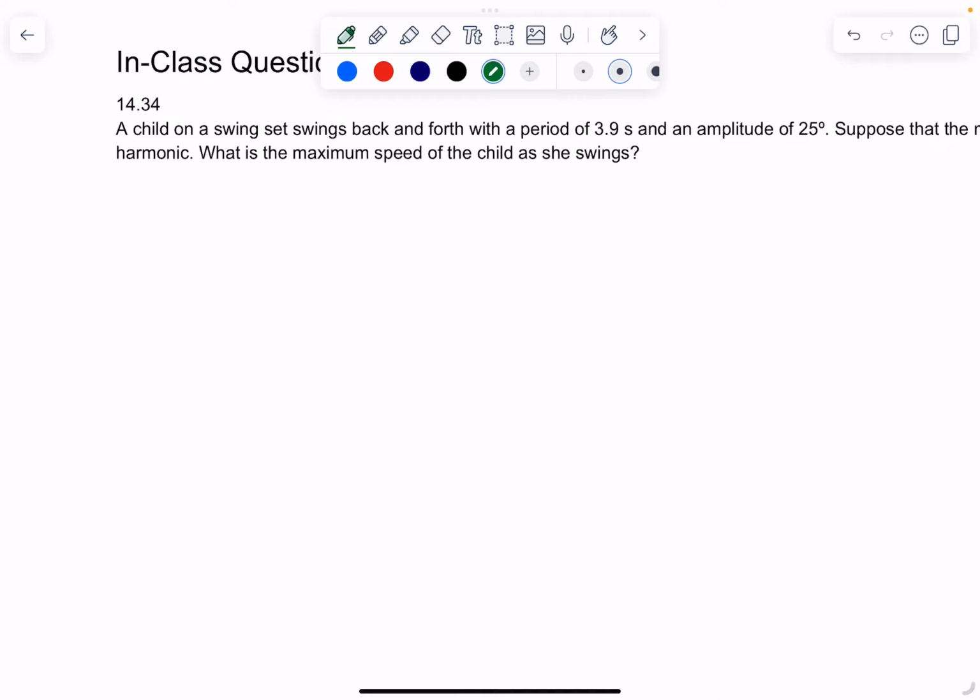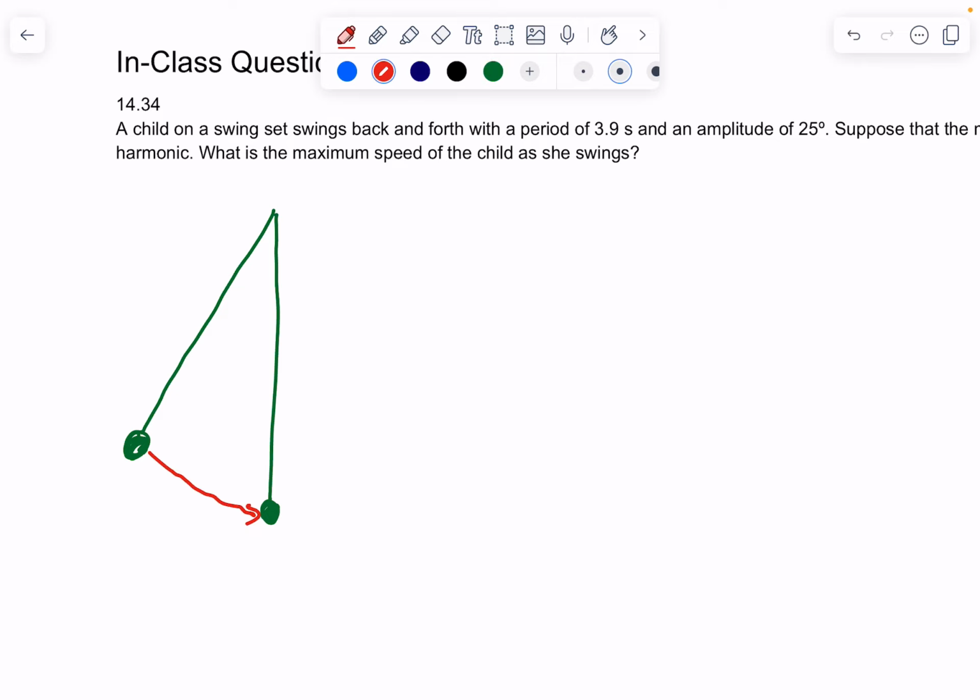So this is a hard question. It took me quite a bit to figure the ball game out. But let's draw a picture. We've got a swing, and I'll make it green. And then we're just going to have a ball at the end. It could be a person swinging. It makes no difference. And they're at a certain point. But when they are at the bottom of their arc, they're going to be here, right? So they're going to travel at this kind of an angle.